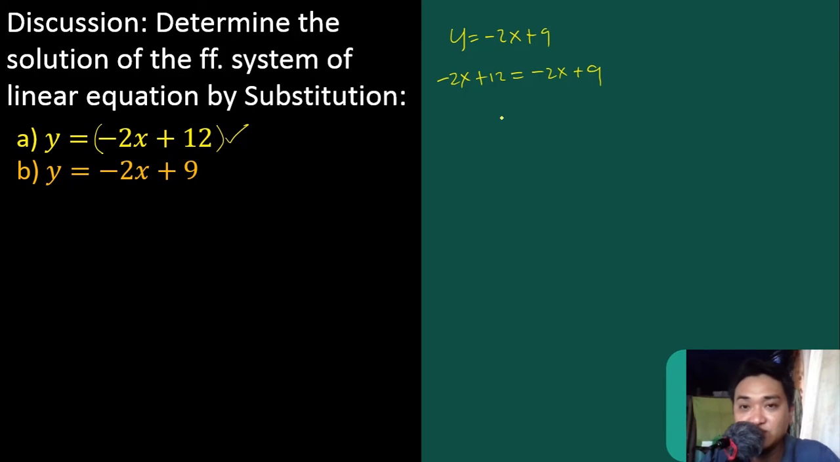And let us combine those similar terms. We transpose negative 2x to the other side. It becomes positive. Copy negative 2x. Transpose negative 2x. It becomes positive.